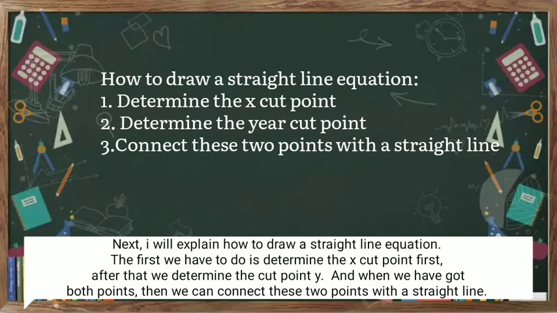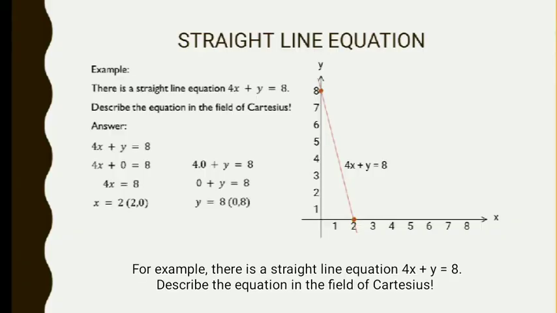Next, I will explain how to draw a straight line equation. The first thing we have to do is determine the x cut point. After that, we determine the y cut point, and when we have both points, we can connect these 2 points with a straight line. For example, there is a straight line equation x plus y equals 8. Describe the equation in the Cartesian plane.